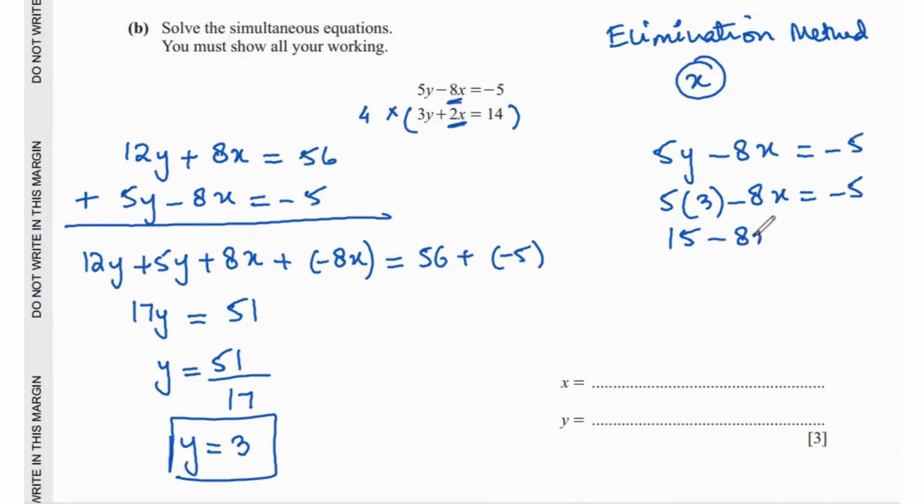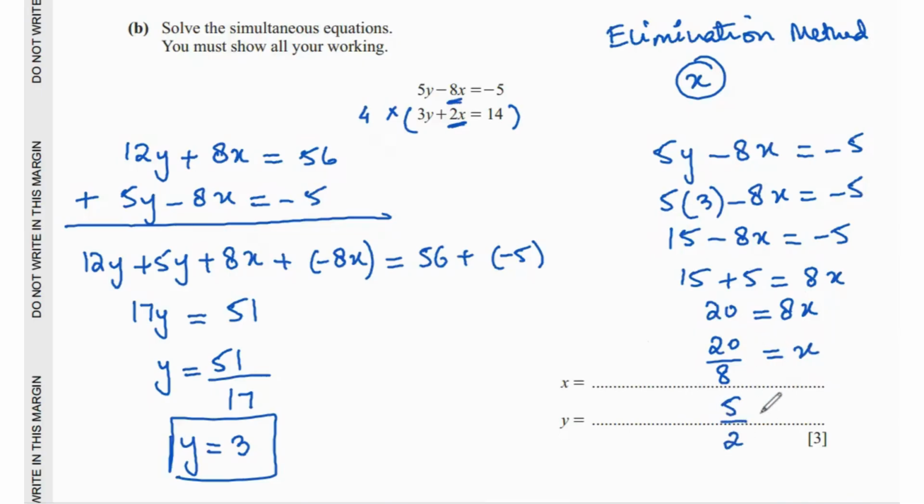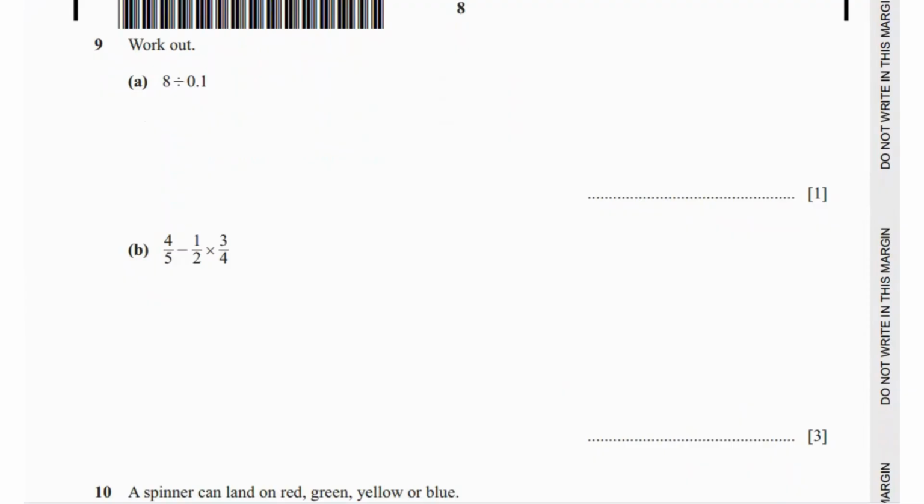15 minus 8x equals minus 5. 15 plus 5 equals 8x. That's 20. 20 divided by 8 is x, which simplifies to 5 over 2, just 2 whole number, 1 over 2. That is your value of x. So when y is 3, x is 2 whole number, 1 over 2. That's your answer.